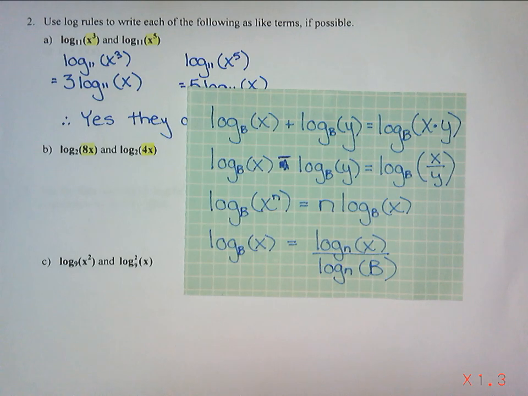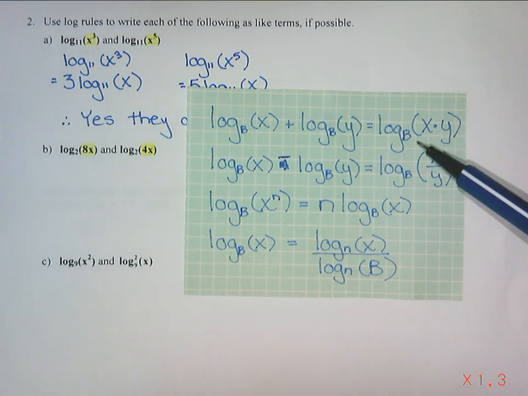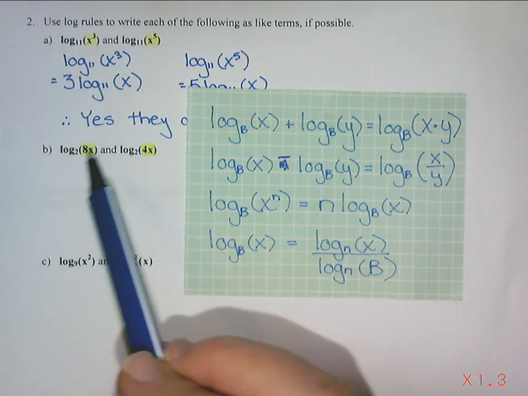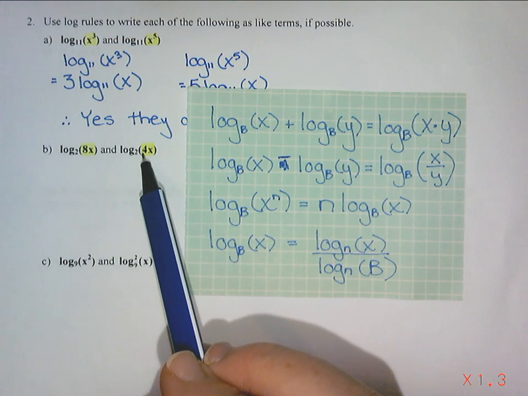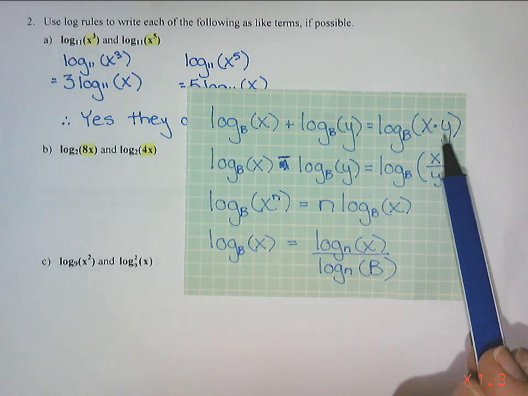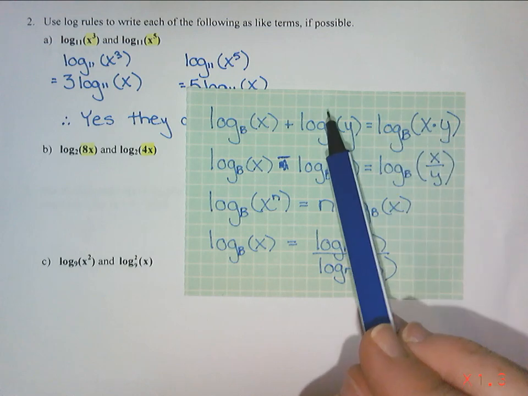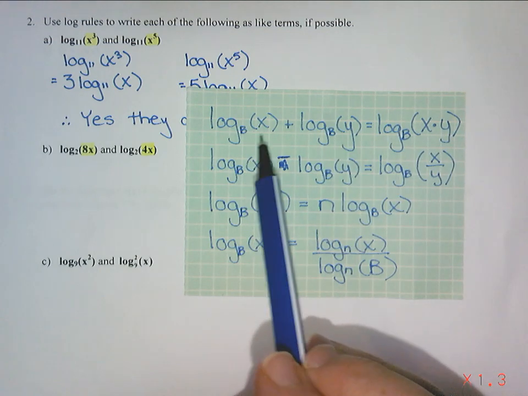So I think the rule that probably would be most useful is the first one, because we have a log and we have 2 things being multiplied. Here I have 8 times x, here I have 4 times x. So we're going to try using this log rule backwards to split it up into the addition of two logs.